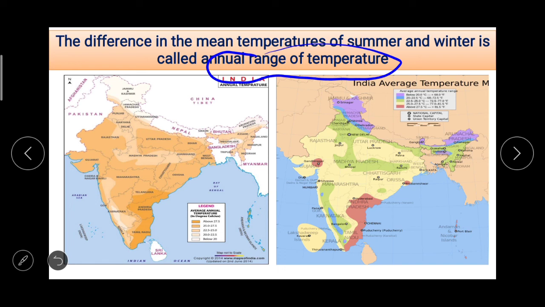Here you can see the map of India where annual temperature, you can see average annual temperature in degrees Celsius. So if you talk about Maharashtra especially, then you can see the color, and by that you can understand it is above 27.5. And here, which is the area near to the sea, it is about 20.0 to 22.5.